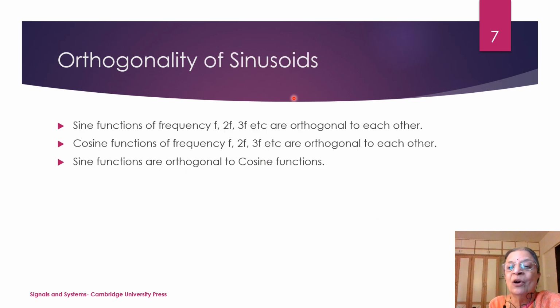So, orthogonality of sinusoids. We want to understand that sinusoids are orthogonal. That means if we have sine omega t, sine 2 omega t, and sine 3 omega t, all these are orthogonal to each other. Similarly, cosine functions of omega, 2 omega, 3 omega, 4 omega and so on should be orthogonal, and sine functions should be orthogonal to any cosine function. So sine 2 omega t must be orthogonal to cos 4 omega t and so on.